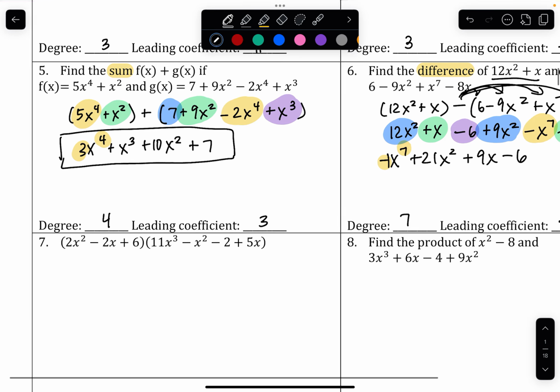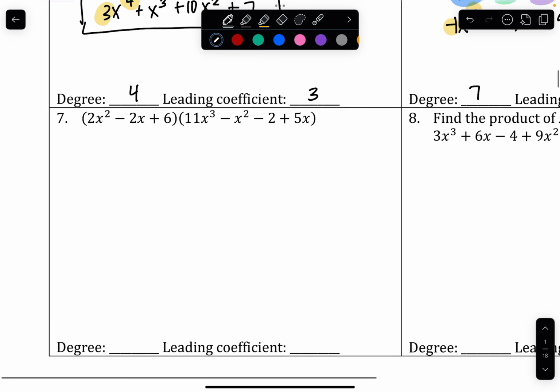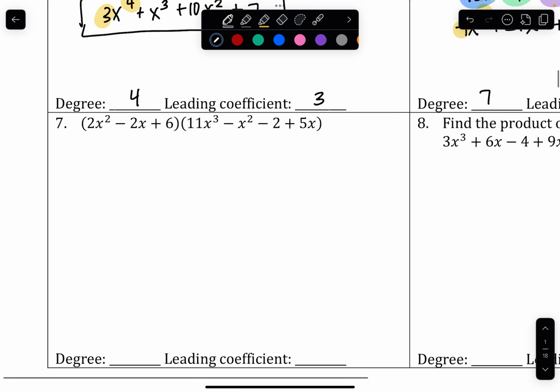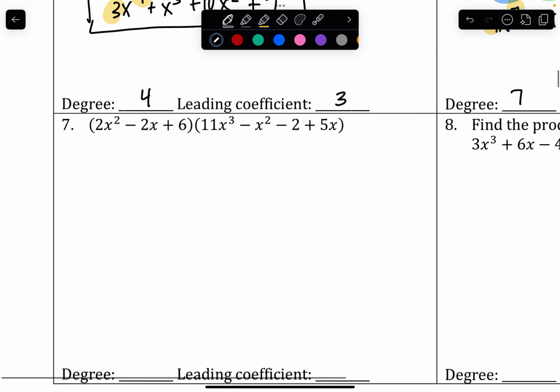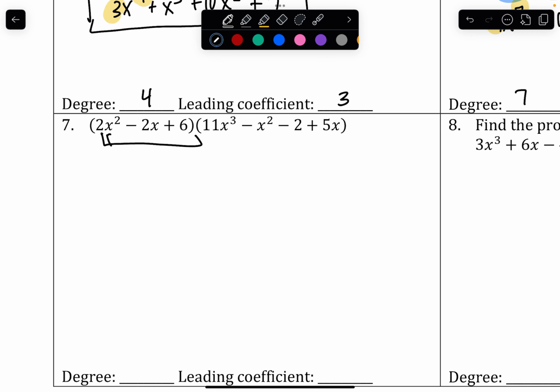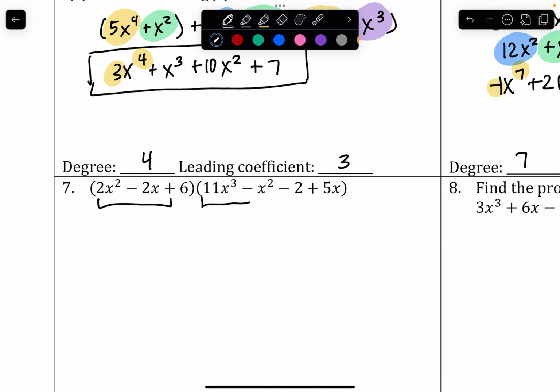All right, so that's adding and subtracting. Now we are going to multiply. And so when we multiply a binomial times a binomial, we use the acronym FOIL for first, outside, inside, last. But essentially every term is getting multiplied by every term. Some even call it double distribution. And so here we have a trinomial multiplied by a 4-term polynomial.